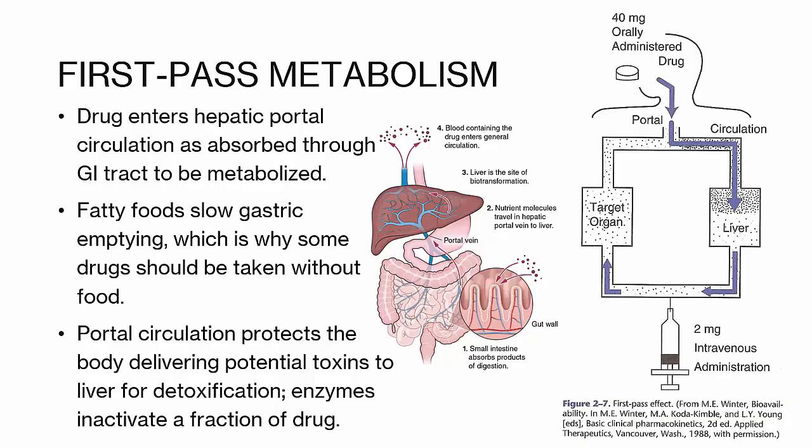Because most absorption occurs in the small intestine, gastric emptying is often the rate-limiting step. Food, especially fatty food, slows gastric emptying. This explains why taking some drugs on an empty stomach speeds absorption. After traversing the gastrointestinal epithelium, drugs are carried by a portal system down to the liver before entering the systemic circulation. The portal circulation protects the body from the systemic effects of the ingested toxins by delivering these substances to the liver for detoxification, potentially complicating drug delivery.